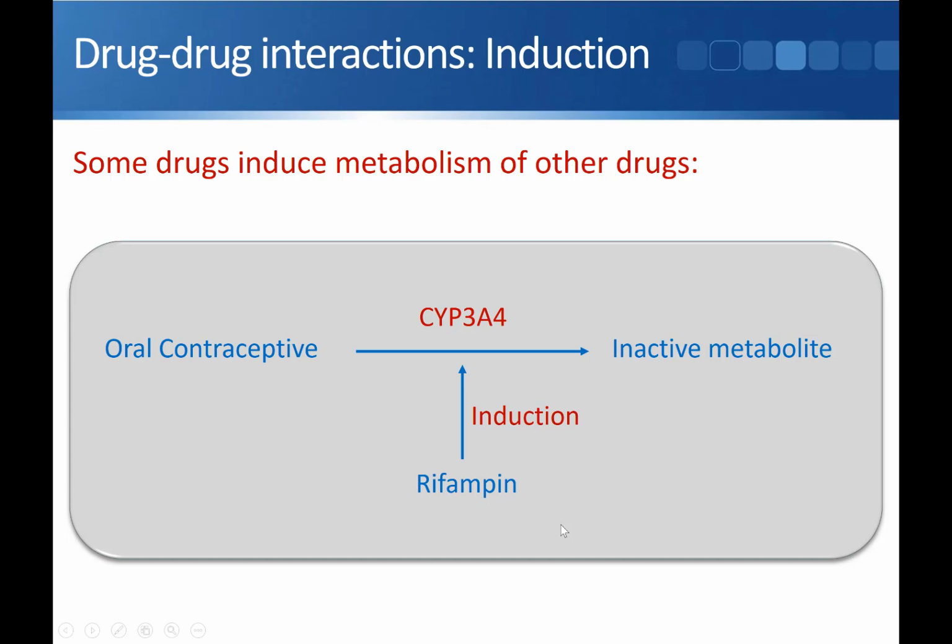Some drugs actually induce metabolism. So if you're taking the oral contraceptive and you're taking rifampin at the same time, again, this is bad news, but it's kind of working in the other way. By rifampin inducing the activity of CYP3A4, that's going to increase the rate at which the body is breaking down the oral contraceptive, which means that you're going to lose that prophylactic effect, and therefore the contraceptive is not going to do the job that it's intended for.